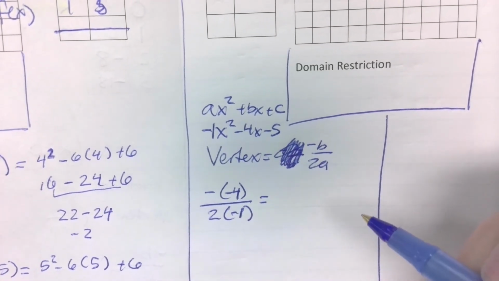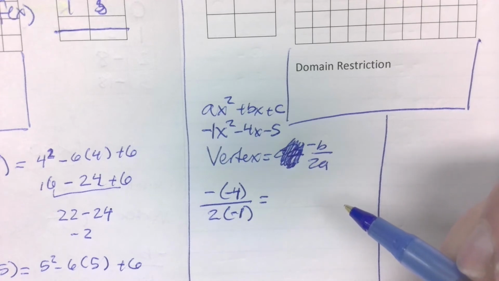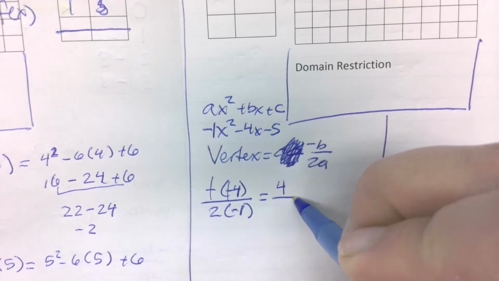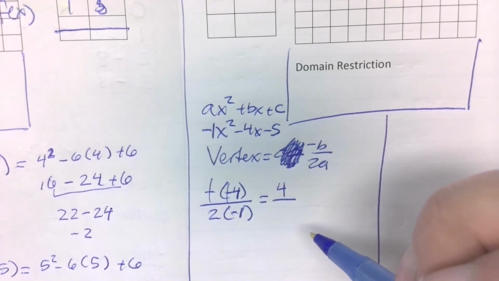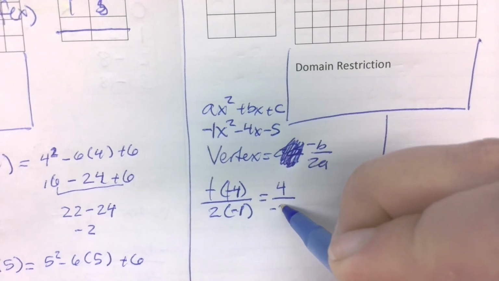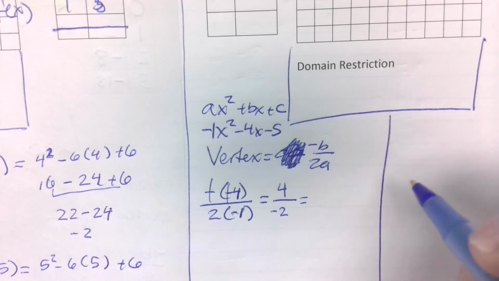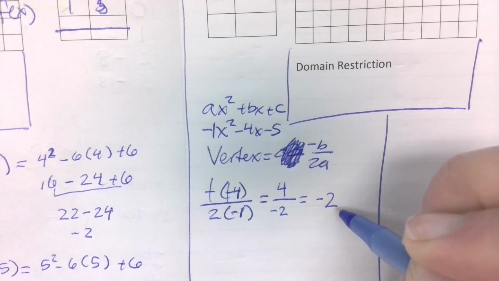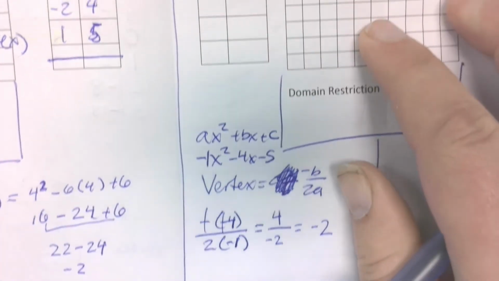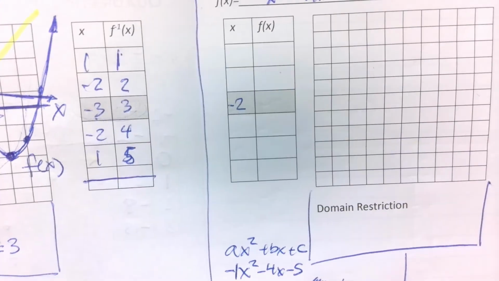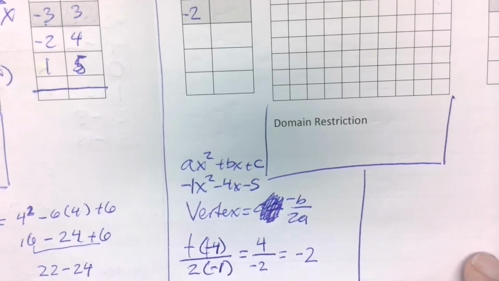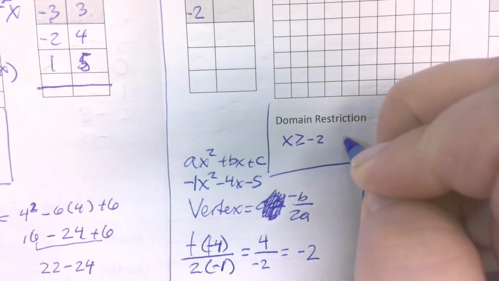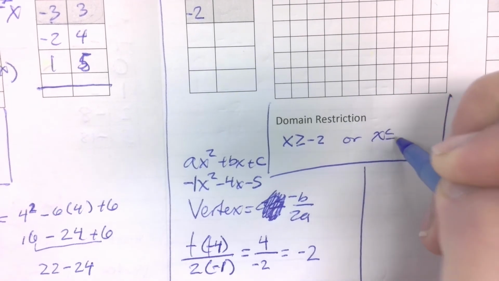Oscar, help me simplify. What's a negative times a negative? Positive. Angel, what's 2 times negative 1? Lysandro, what's 4 divided by negative 2? Negative two. Where does this go? In the x. Where else does it go? In the domain restriction. X has to be bigger than it, or it has to be smaller than it.